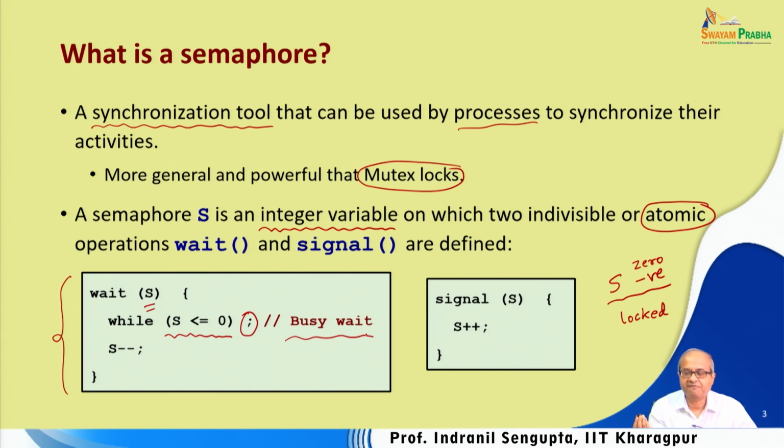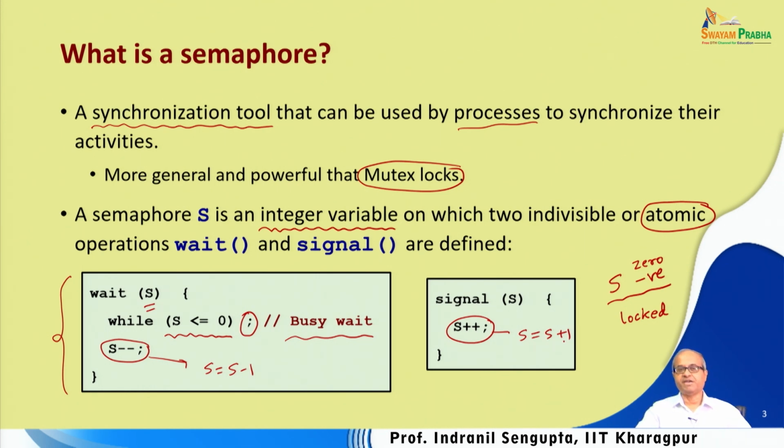But if it finds that S was greater than 0, 1, 2, 3, whatever, that means it was not locked. What it will do? It will simply decrement S by 1. S minus minus means S equal to S minus 1. In contrast, the function signal is very simple. It simply increases the value of S by 1. S plus plus means S equal to S plus 1.